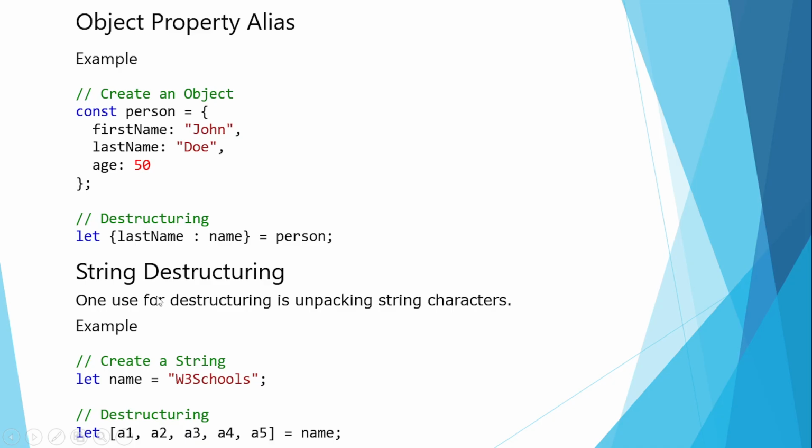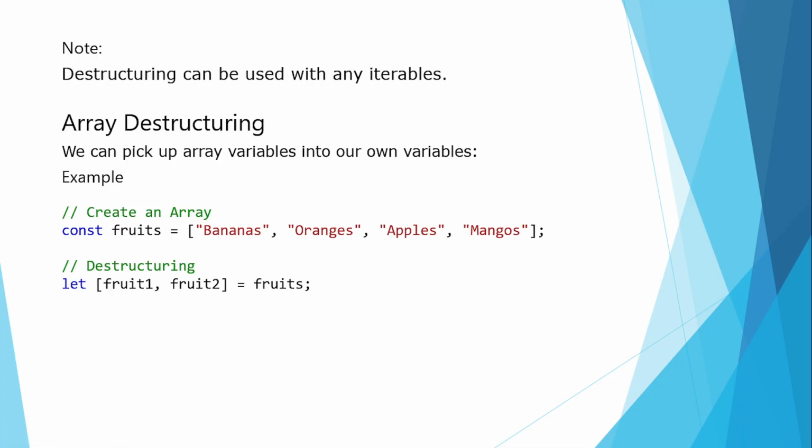String destructuring. One use of destructuring is unpacking string characters. For example, here we are unpacking a string's characters. Note: destructuring can be used with any iterables.